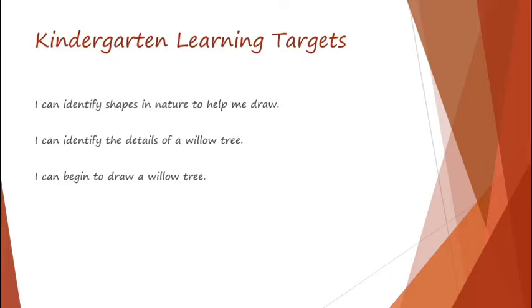All right, our learning targets. I can identify shapes in nature to help me draw. I can identify the details of a willow tree. And I can begin to draw a willow tree.